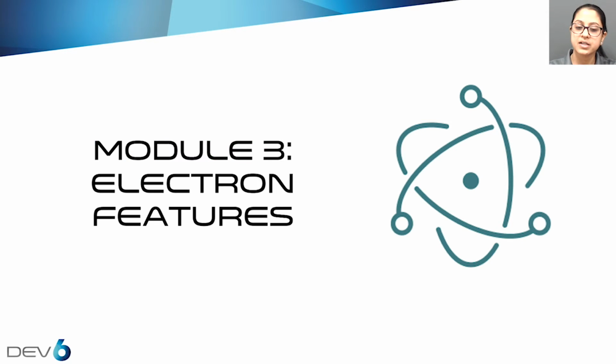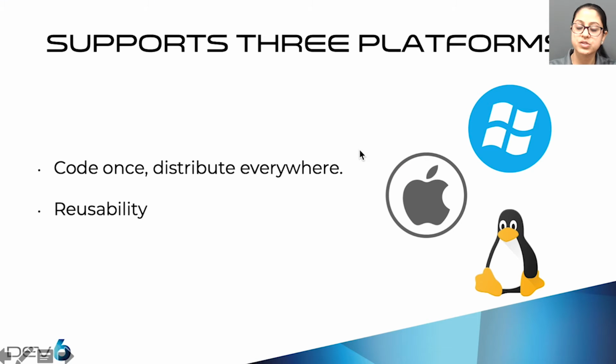And here we start our third module, which is the Electron features. I'll be talking about what the benefits are if you are using Electron as your choice of framework for your next desktop app. So the first and most important feature is that it supports 3 platforms. That itself is the biggest thing I can say. And as you can see, these 3 shiny icons are Windows, Mac and Linux. So once the app is written, it's going to be code once, distribute on these 3 platforms. How cool does that sound, right?